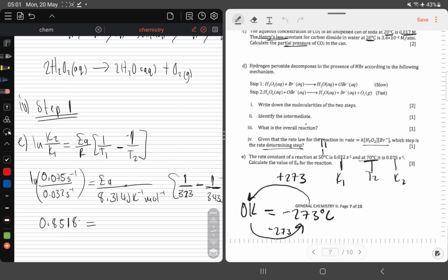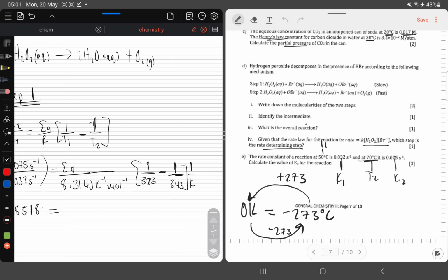I'll take this guy, this EA. You see, this thing is multiplying. Let's have it, 1 over 323 minus 1 over 343. So I'm going to say here, fraction 1 over 323, then I'll say minus fraction 1 over 343. Okay, I get a very, very small number.